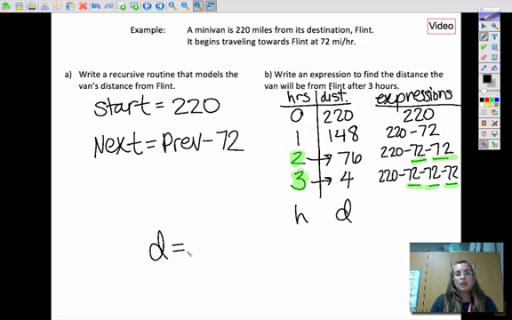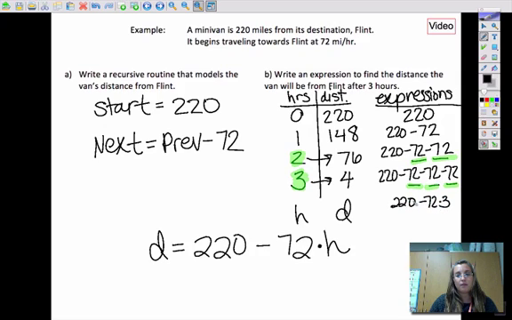And so I'm going to write D equals, by doing this, by taking this expression, 220, and subtracting 72 times the number of hours. So rather than thinking of it as minus 72, minus 72, minus 72, it's just really 220 minus 72 times 3. Okay? It's really just subtracting it that many times, 3 times. So I can take it times the number of hours. Okay?